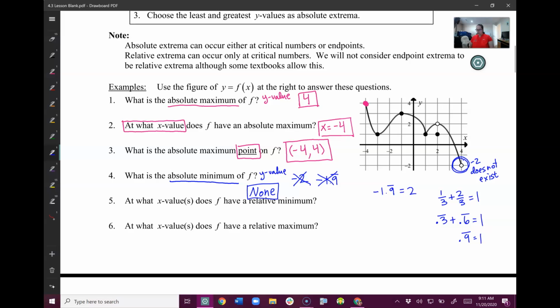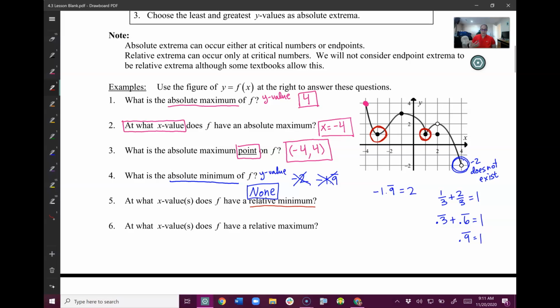Okay, so let's talk about 5 and 6, and then we'll be done with this video. At what x values does f have a relative minimum? So remember, a relative minimum is just lower than all the points near it. So right there, that's a relative minimum, lower than all the points near it. Right here, that's a relative minimum. It's lower than all the points near it.